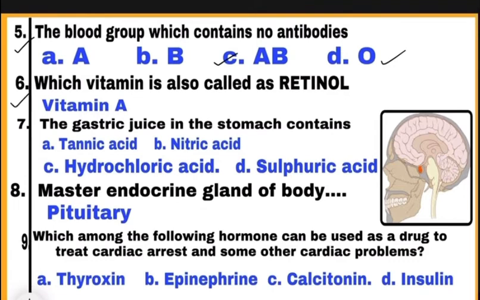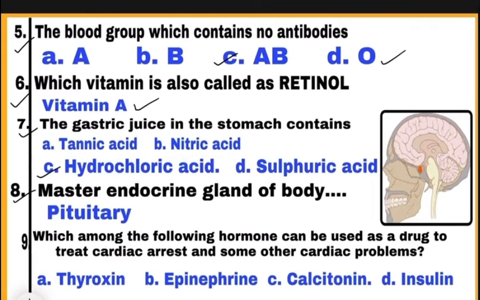Question 6. Which vitamin is also called retinol? Vitamin A is also called retinol. Question 7. The gastric juice in the stomach contains hydrochloric acid.